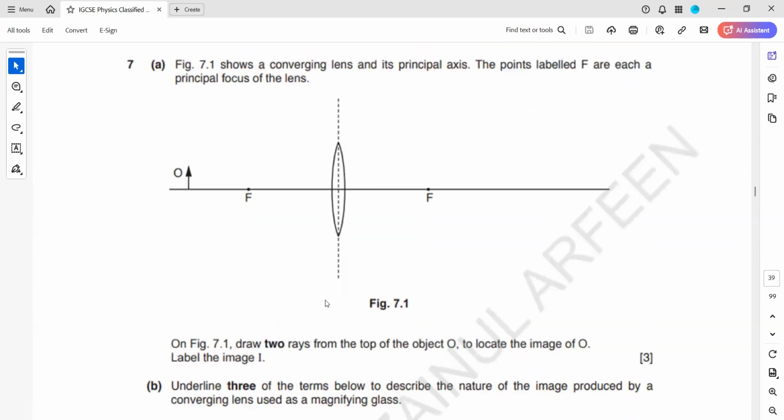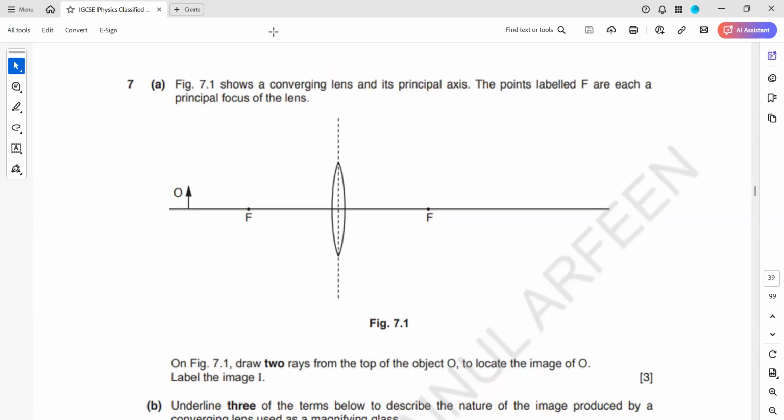So how do we use two rays? First, a parallel light ray. We'll take from the tip of the object, a parallel light ray. From here, where should it pass through, if it's parallel to the principal axis?